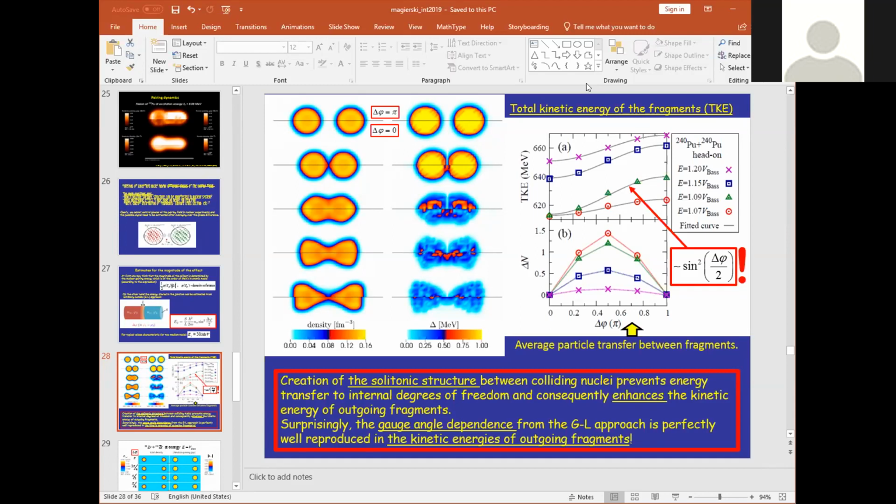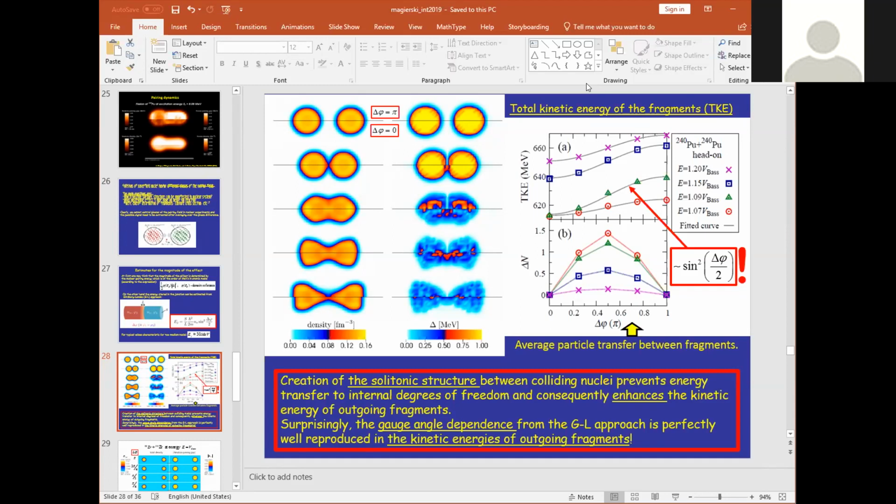Okay. So in this case, you can see, when you look at the pairing field, that in the case when you have the phase difference equal to pi, there is this structure that is appearing here that is the analog of this solitonic excitation that they saw in the ultracold gas collision. And then of course, it stays during the whole collision event, and then these nuclei separate. And then if they separate, then we can calculate the kinetic energy of the fragments.